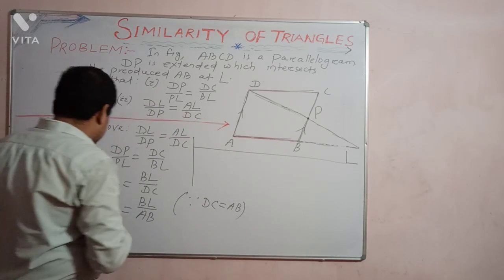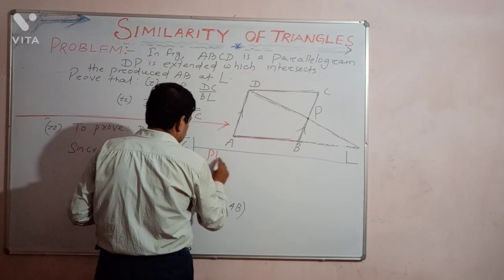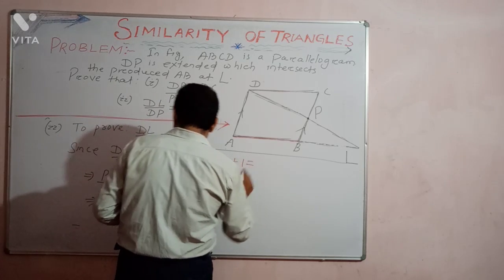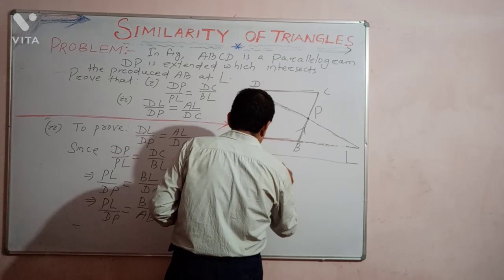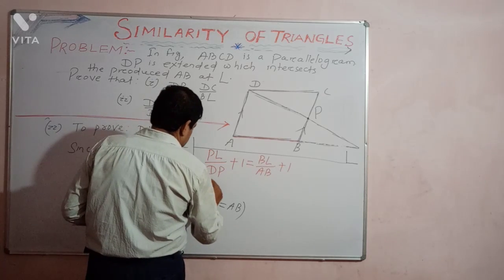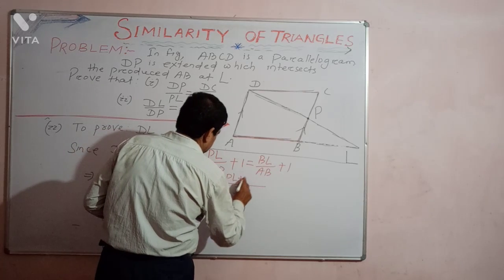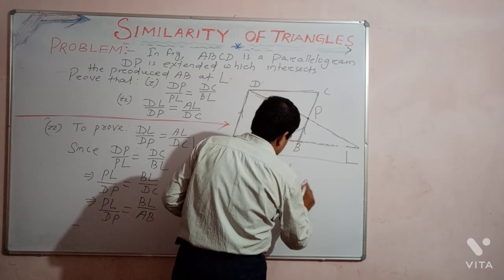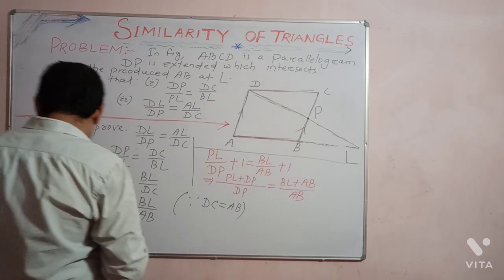Now let's see. You add 1 on both sides. Okay, you see now PL by dP plus 1, add 1 on both sides. BL upon AB plus 1, right? Is it clear? So that implies PL by dP plus 1 is equal to BL plus AB upon AB, right? Okay, understand?